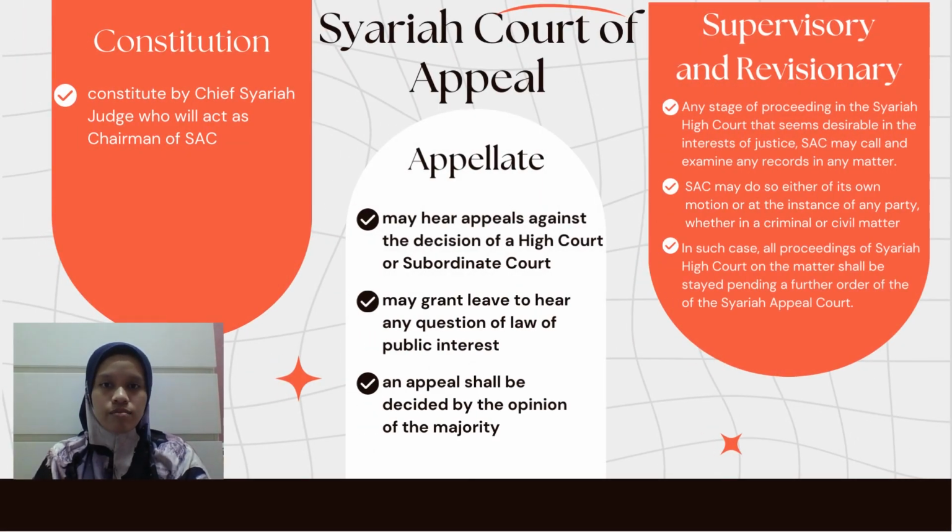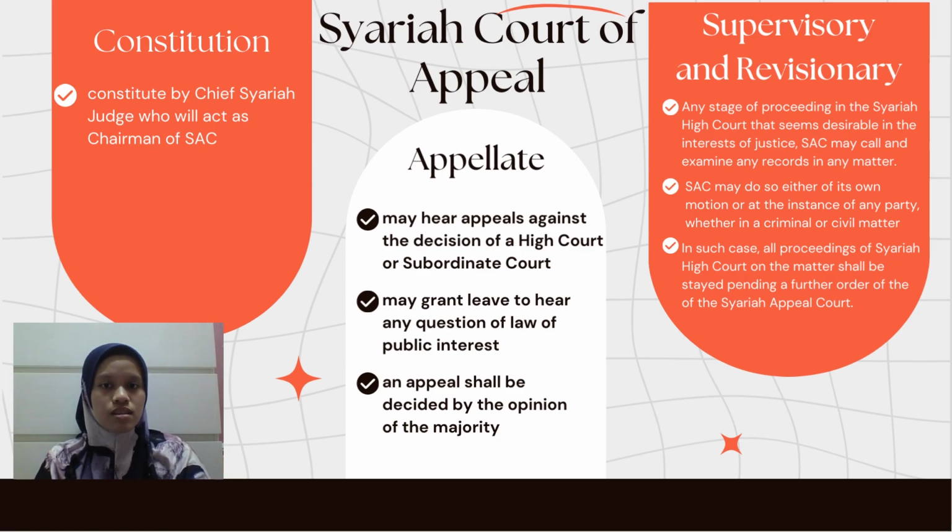So Sharia Court of Appeal is constituted by the Chief Sharia Judge, who will act as the chairman of Sharia Appeal Court. And for the jurisdiction, we have the appellate and the supervisory and reversionary. So for the appellate jurisdiction, one may hear appeals against the decision that is made by the Sharia High Court or the Sharia Subordinate Court. It can also grant leave to hear any question of law of public interest, and lastly, an appeal shall be decided by the opinion of the majority, and that is for appellate jurisdiction.